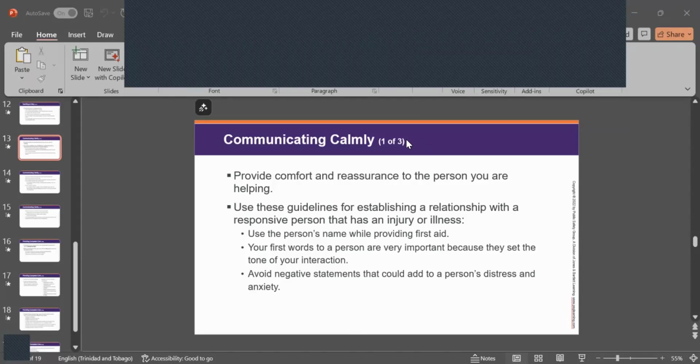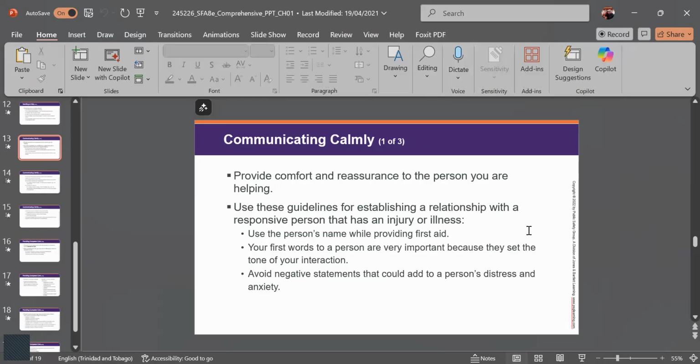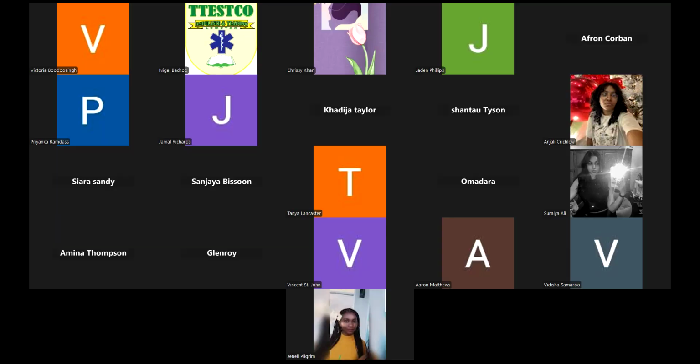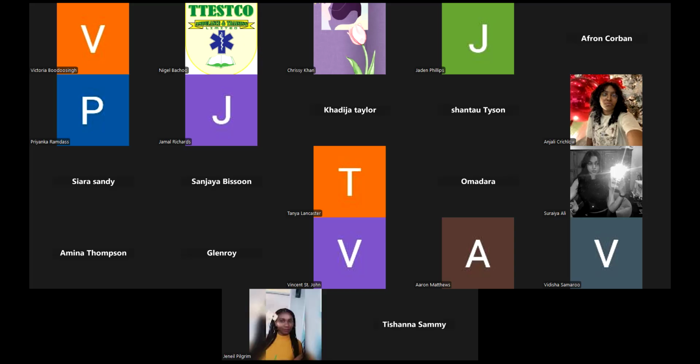So let's continue. You want to avoid negative statements that can add to the person's distress. So tell me something, right? How many of you have come across accident scenes, and looking at the way the vehicle is mangled, immediately think, "Hmm, I'm sure people died in that." So we're going to stop the share again. I need to see the class. How many of you have had that impression? Just raise your hands.